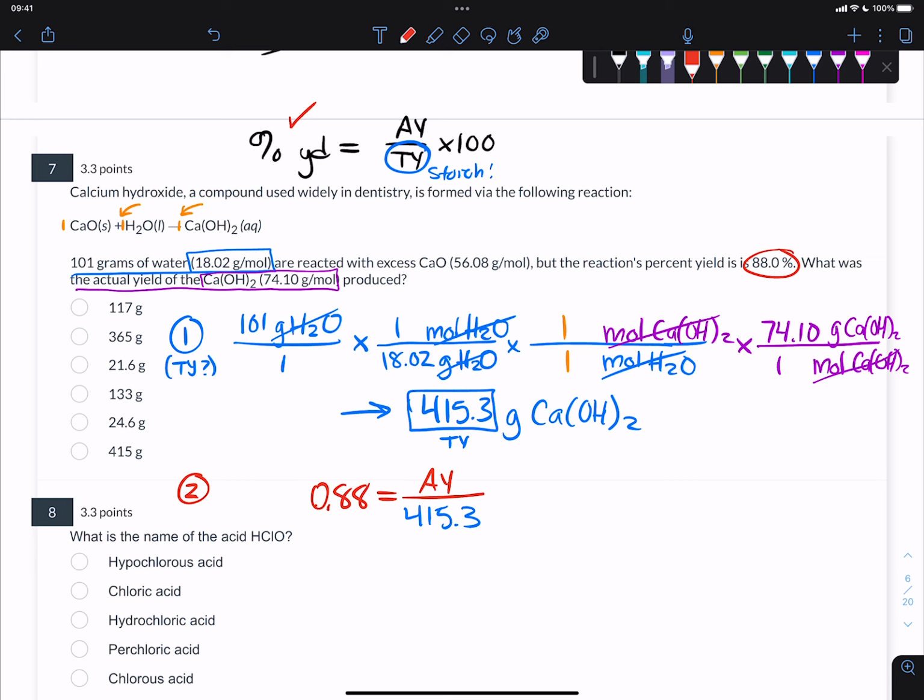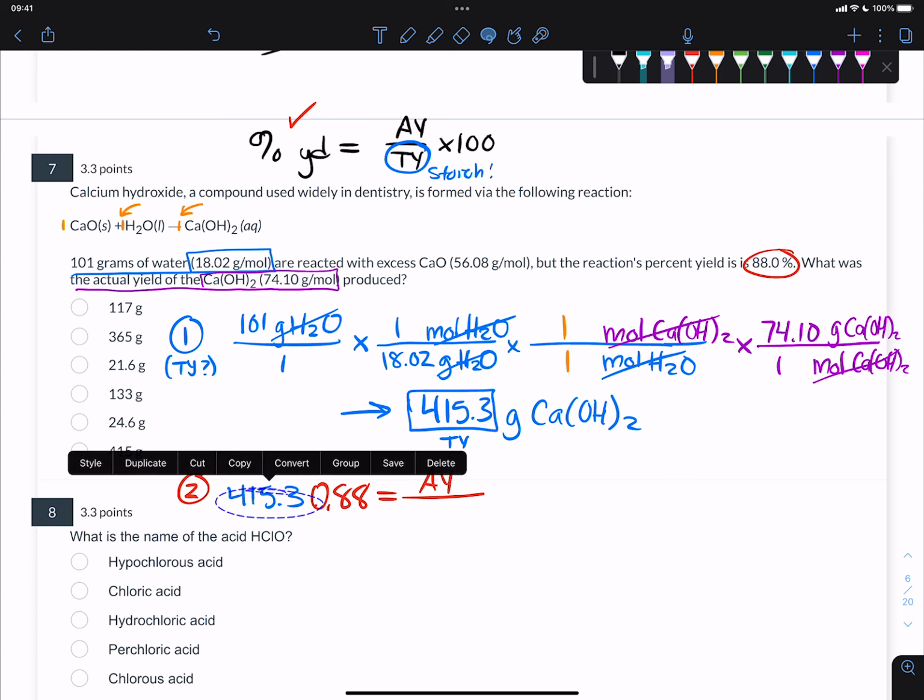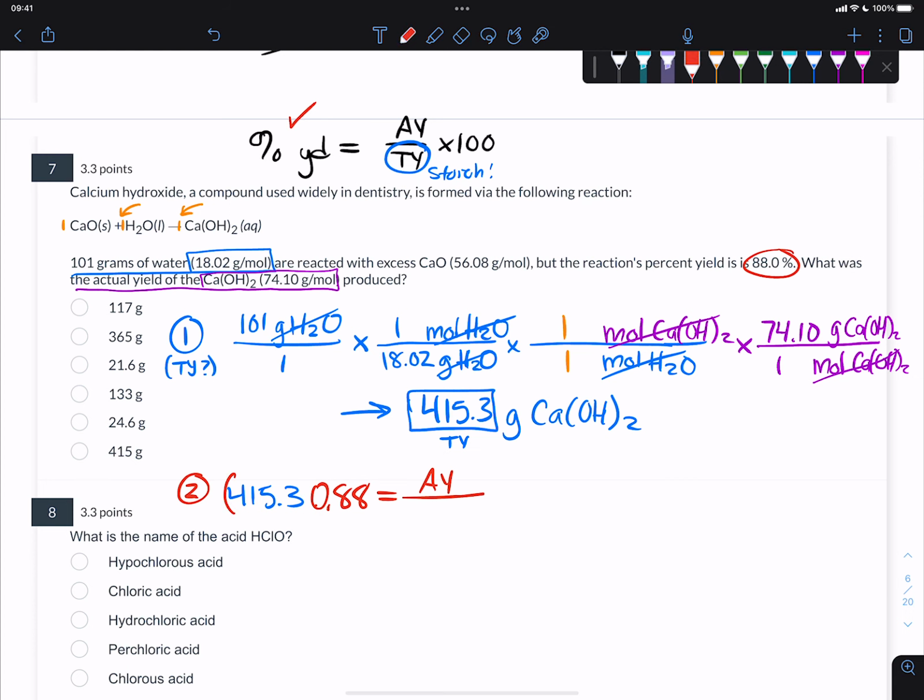Then you multiply both sides by 415. That cancels it over here. Boom. And that's going to be your actual yield when you do the math. So it's 88% of 415, basically. And I believe that's 365. So that's how you do that one.